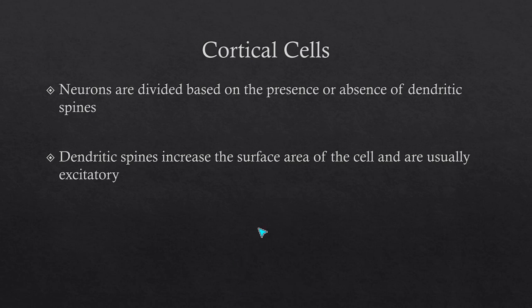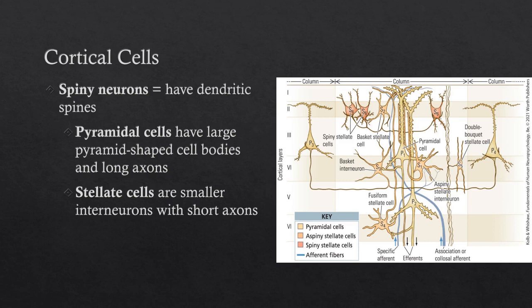Dendritic spines are important for increasing the surface area of the cell, and they tend to be excitatory, using neurotransmitter systems that are excitatory, like glutamate, for example. Whether or not a cell has dendritic spines gives it a certain name. If a cell has dendritic spines, it's called a spiny neuron.